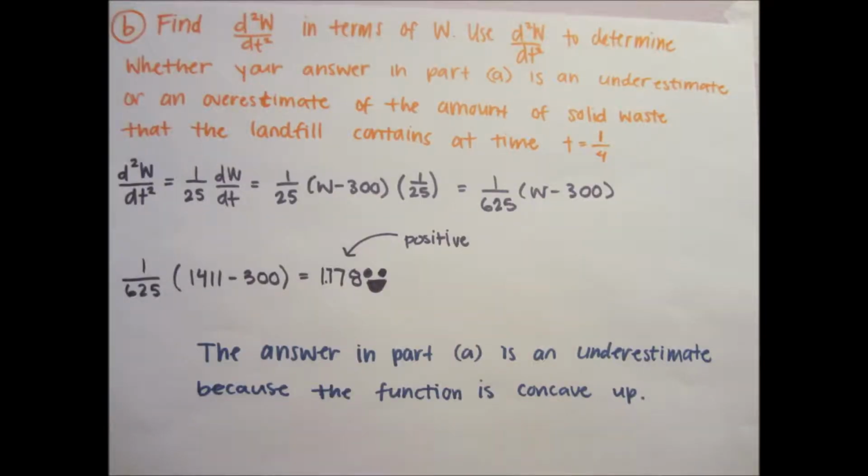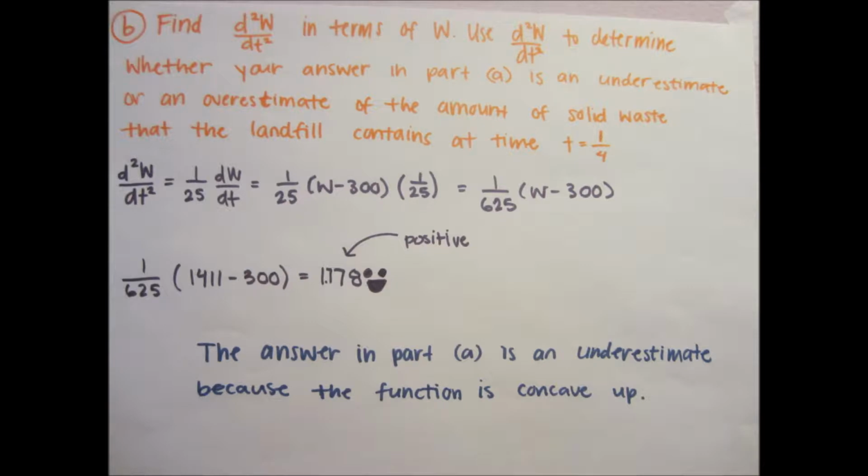We are asked to find the second derivative in terms of w. In order to differentiate the given function, we must use the chain rule. So when we differentiate, we get 1 over 25 times (w minus 300) times 1 over 25, which simplifies to 1 over 625 times (w minus 300).